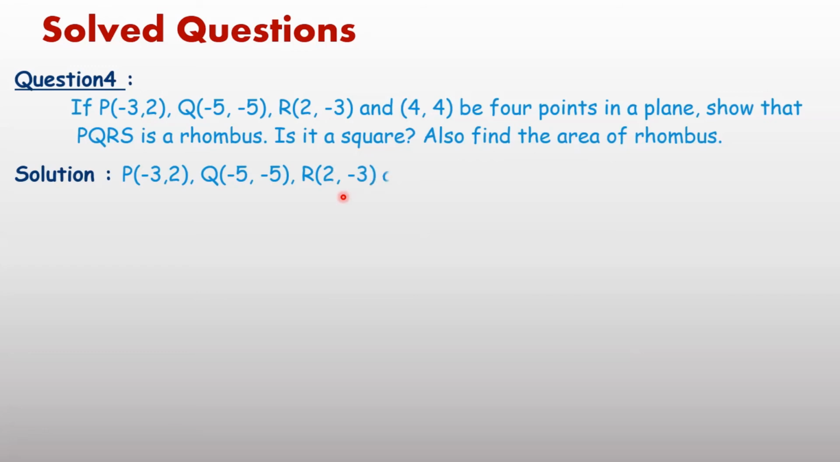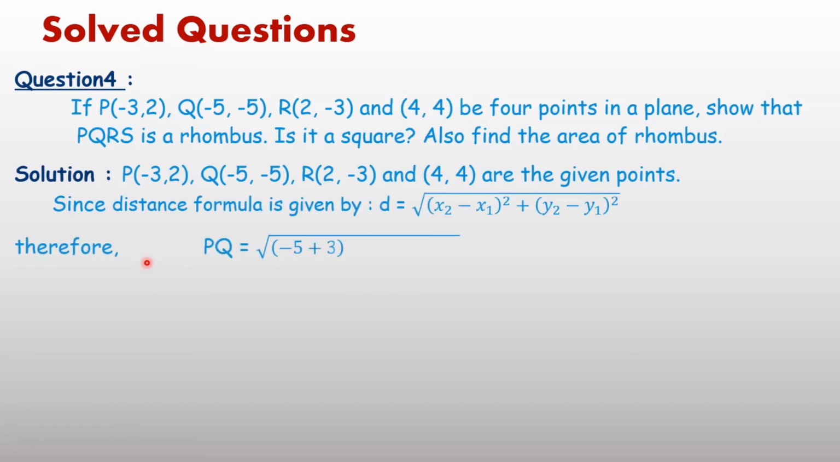Since coordinates of P, Q, R and S are given, just write down the distance formula. Distance formula means d equals under root (x2 minus x1) whole square plus (y2 minus y1) whole square. Find out PQ, the distance between P and Q. (-5 plus 3) whole square plus (-5 minus 2) whole square. Simplify: 4 plus 49, under root, equals root 53.